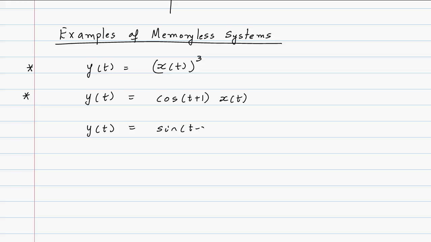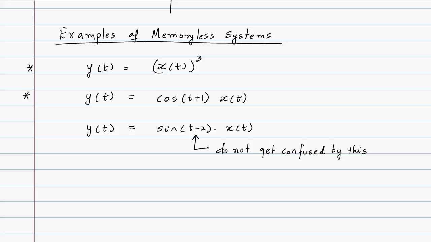Similarly, if I had sine t minus 2 times x of t, clearly this is memoryless also. Do not get confused by the fact that you see a t minus 2 here. What we should not have is x of t minus something. The same thing applies to discrete time systems as well, and so I'm not going to specifically talk about discrete time systems.